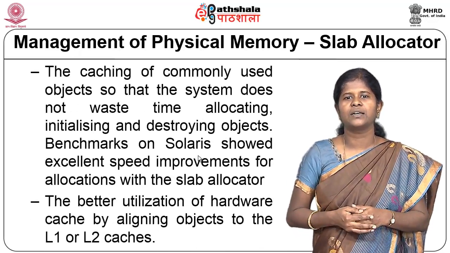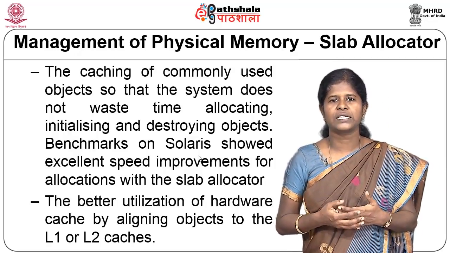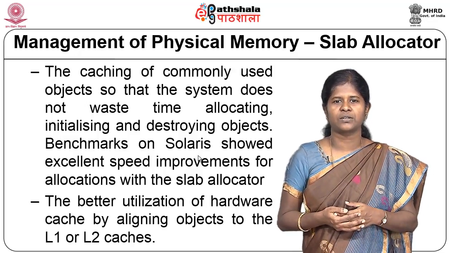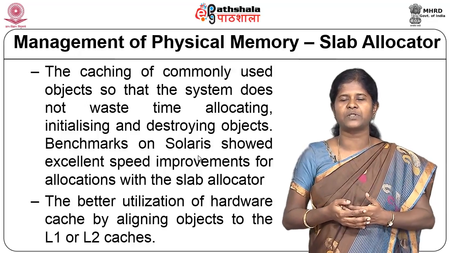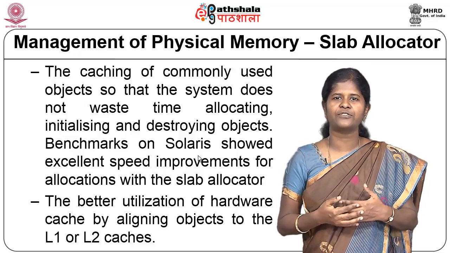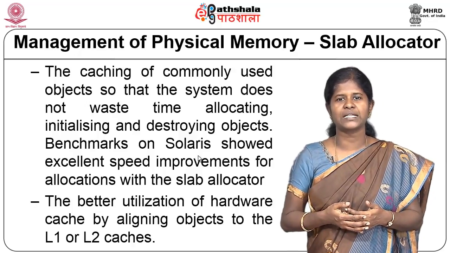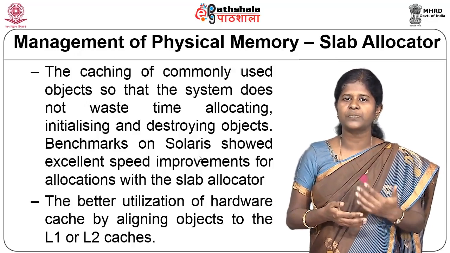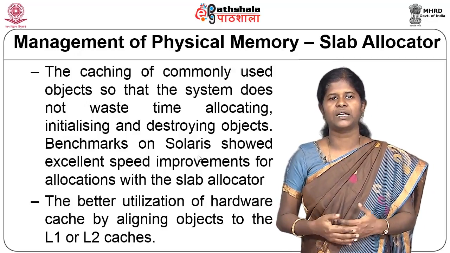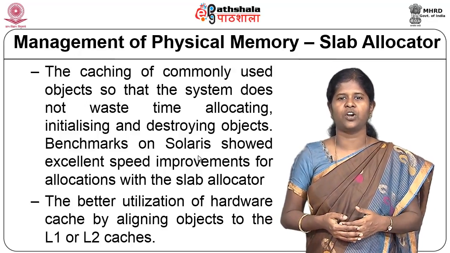The second is the caching of commonly used objects. So, the system does not waste time allocating, initializing and destroying objects. If you have allocated some space for an object and it is present in the cache, it can be used as such. You do not have to allocate afresh each and every time. Benchmarks in Solaris showed a lot of speed improvements for allocation when the slab allocator was used. The third advantage is better utilization of hardware cache by aligning objects to the L1 or the L2 caches.